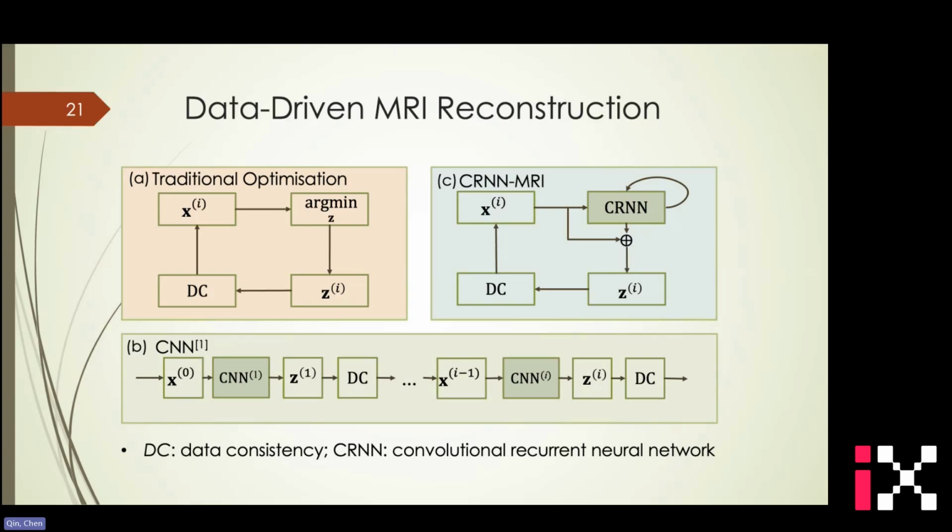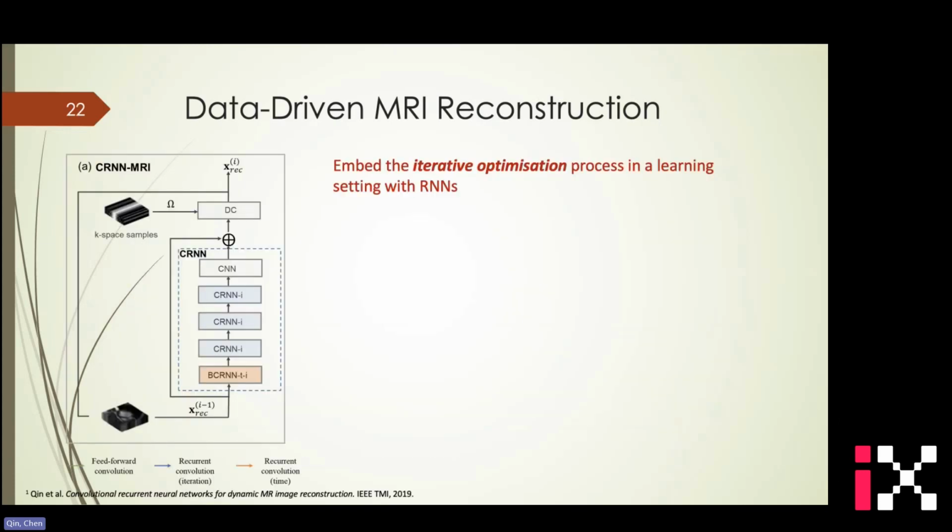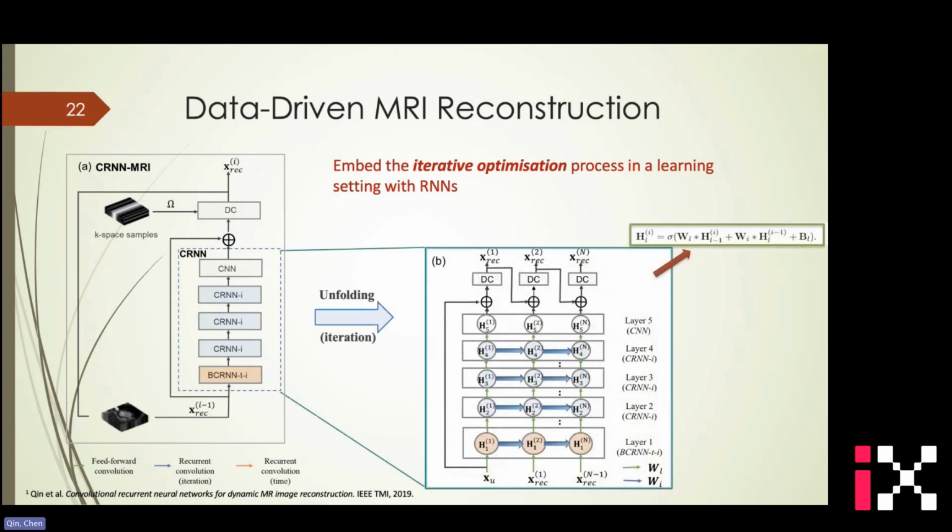Based on this, we propose to embed this iterative optimization in a learning setting with RNNs. If you see the diagram on the left, instead of using CNNs, we have multiple convolutional recurrent neural networks that evolve over both iterations and time points. To be more specific, we first view this optimization as one dimension of a sequence. In an RNN, we know that we model sequences, right?